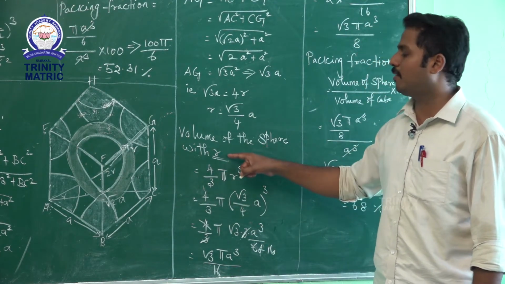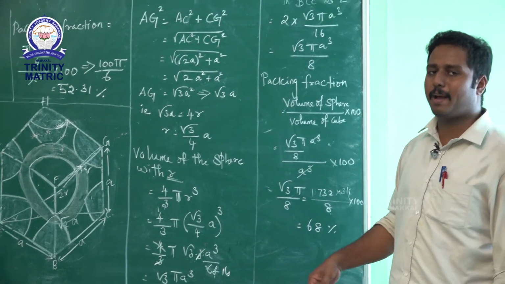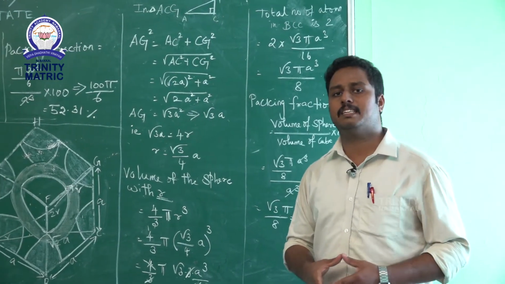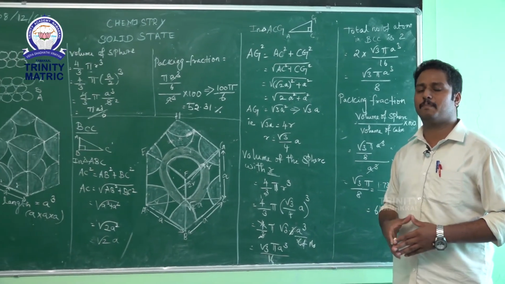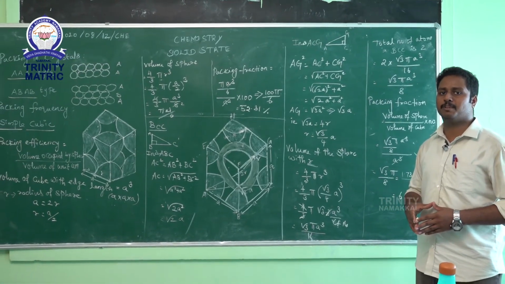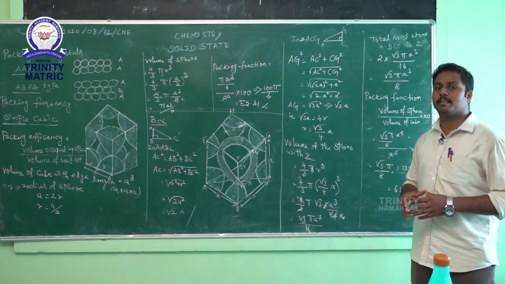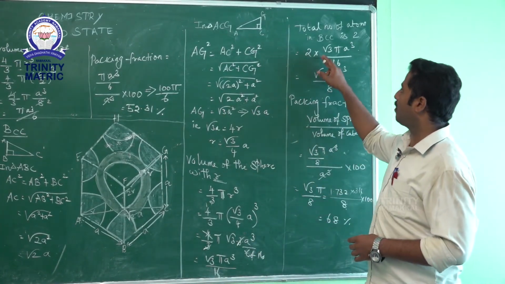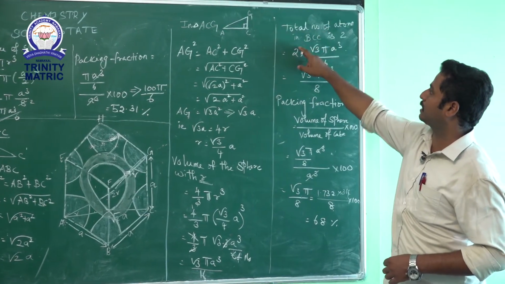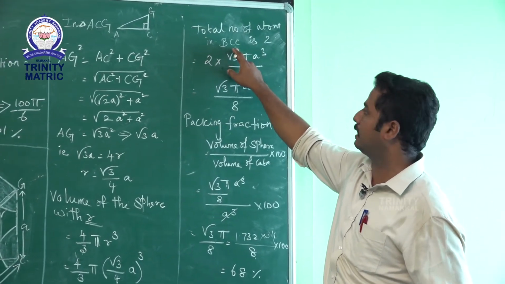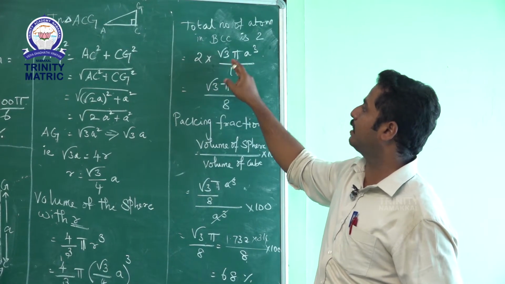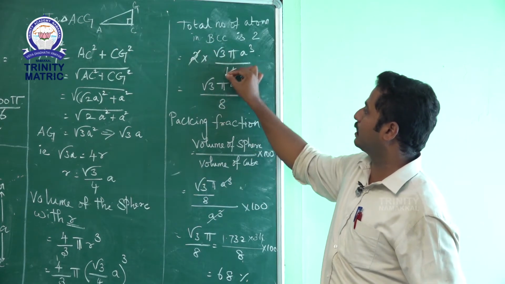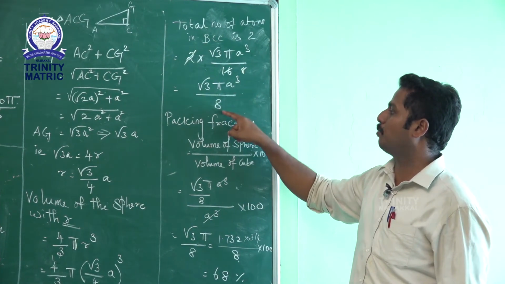This is the volume of the sphere. Now we go to the packing fraction formula. Before that, the total number of atoms present in BCC, which we already calculated in the previous video, is 2. So we multiply the volume of the sphere by 2, because the total number of atoms per unit cell in BCC is 2. Multiplying, 2 by 16 gives 8, so we get root 3 pi A cube by 8.